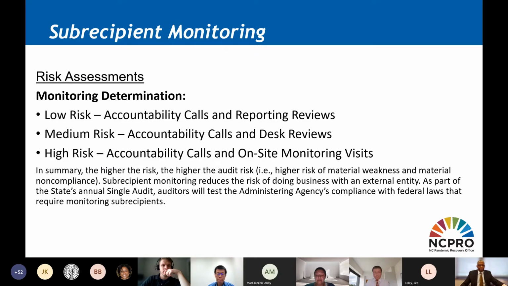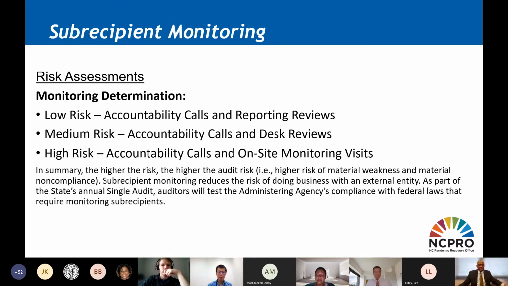Accountability calls, we're going to recommend that that's done with all of your subrecipients, regardless of the risk level. Accountability calls, as the name implies, we stay in touch. If there's low risk, we stay in touch as a way of monitoring. But as the risk level goes up, we want to add to those accountability calls and do additional work. Low risk: accountability calls and reporting reviews.